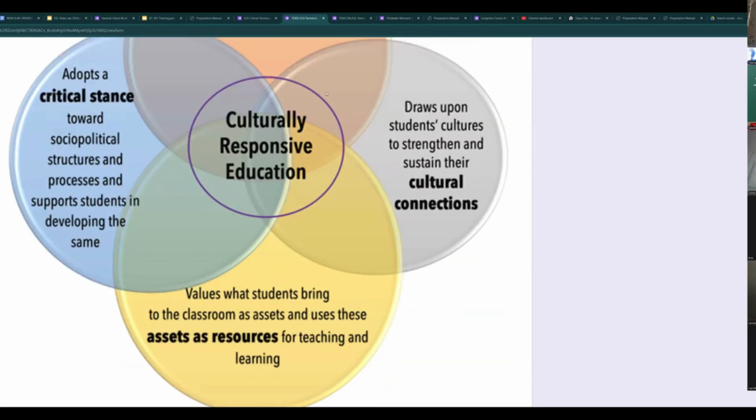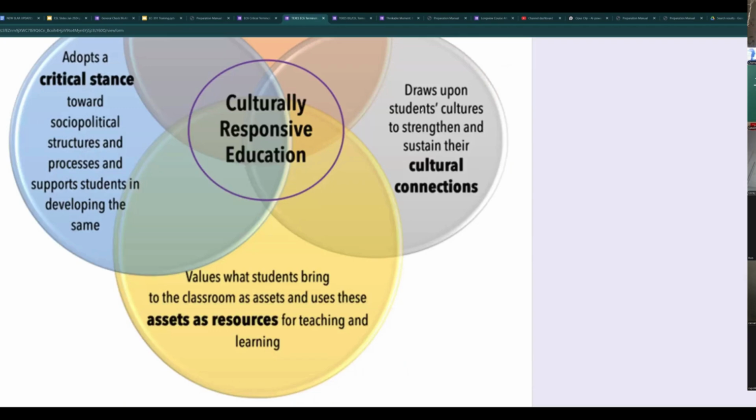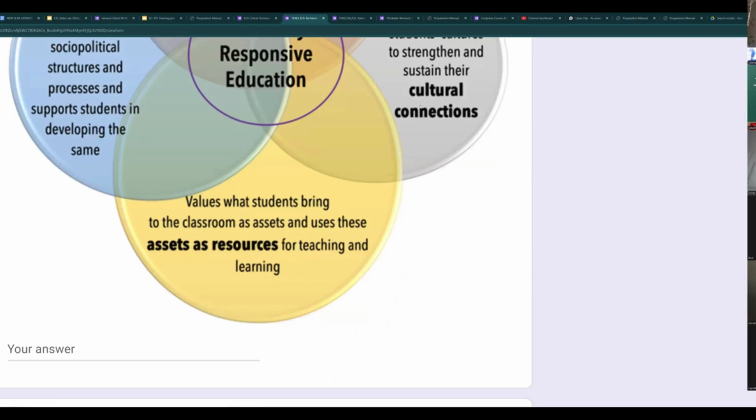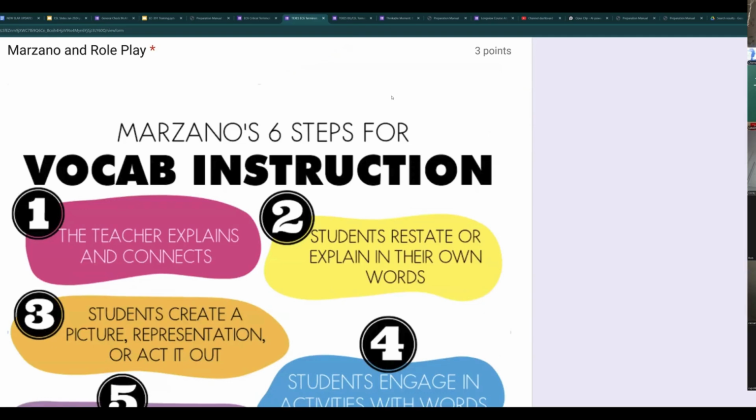So culturally responsive education is really critical, because if we don't educate our students, they're going to believe every doggone lie that is told to them by people that don't understand anybody from other backgrounds. So that's critical. Marzano and role play is the next piece.